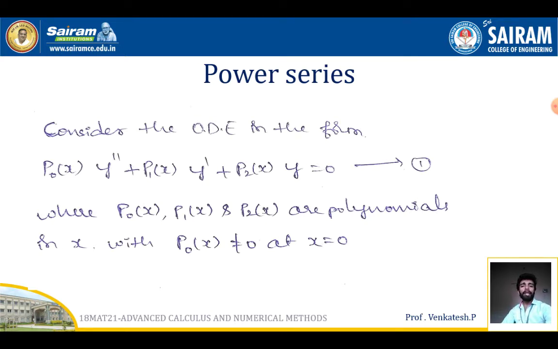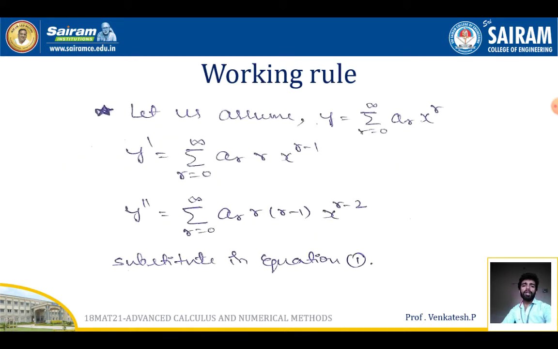Now to apply the power series solution, we have to satisfy one condition. That is, P0 of x must not be equal to 0 at x is equal to 0. If this condition is satisfied, we can apply the power series method. Now we will see the working rule for the power series method.